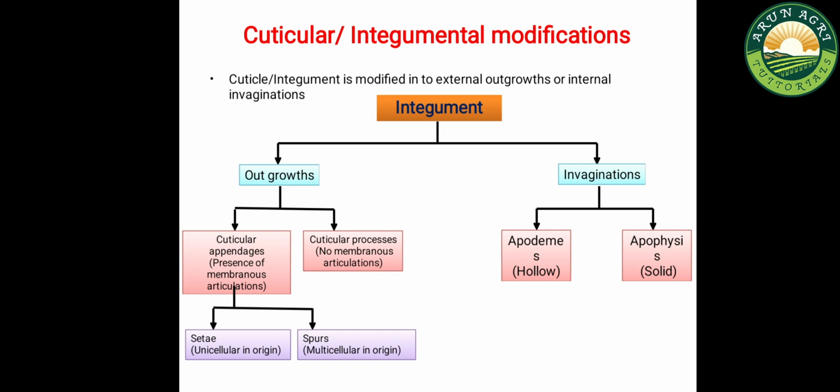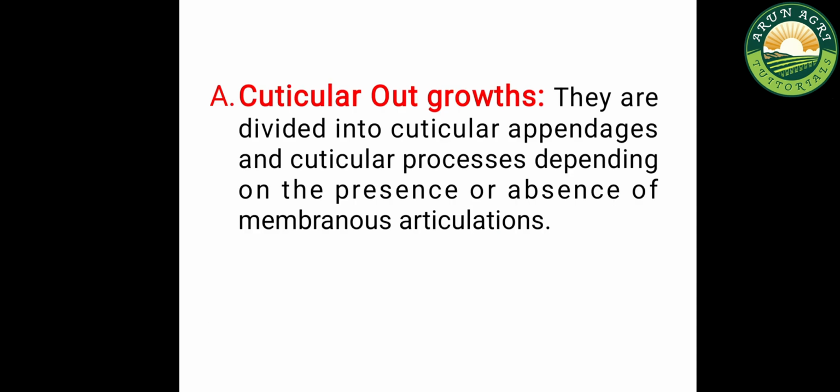In case of setae, you can see only one cell, that is why it is called unicellular in origin. But in spurs, you can see many cells, that's why it is called multicellular in origin. And invaginations, the inward growth of the insect integument, include apodemes and apophyses. Apodemes are usually hollow invaginations, and apophyses are solid invaginations. Let us discuss one by one.